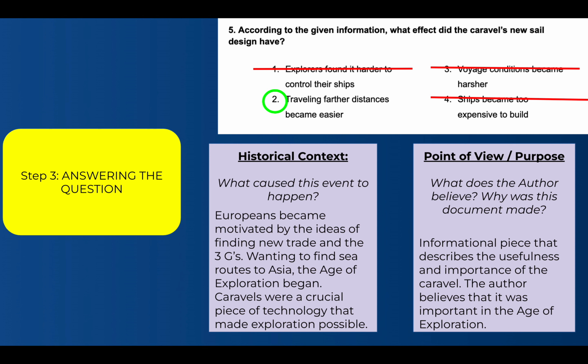Point of view, purpose. Why is this written? It's informational. It describes how useful the caravel was. The author believes that this was important. It was an important piece of technology in the Age of Exploration. Again, just going through these quickly, so you have a chance to think about historical context, point of view, and purpose. Again, tons of other things you could write here, but just as a quick example.